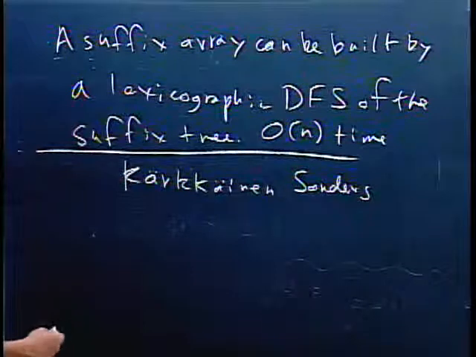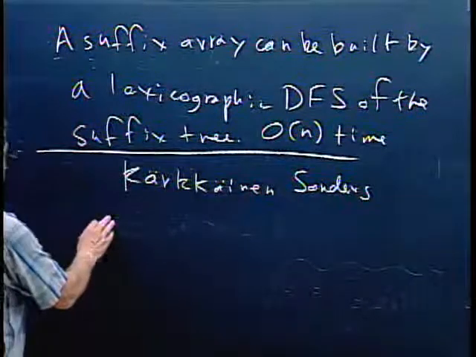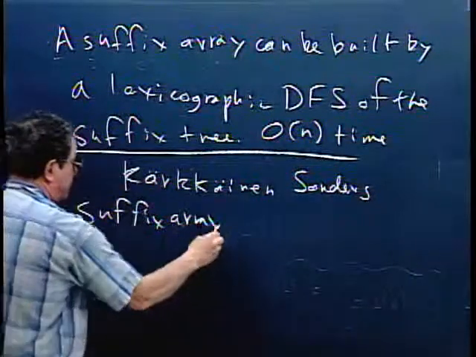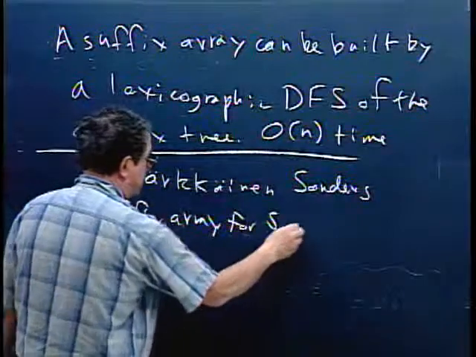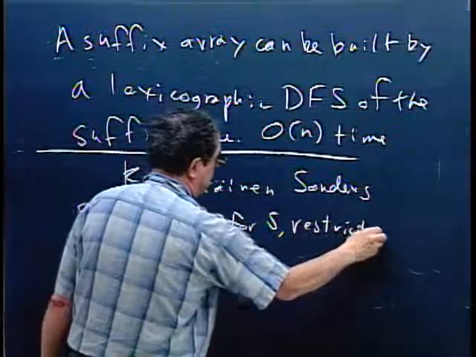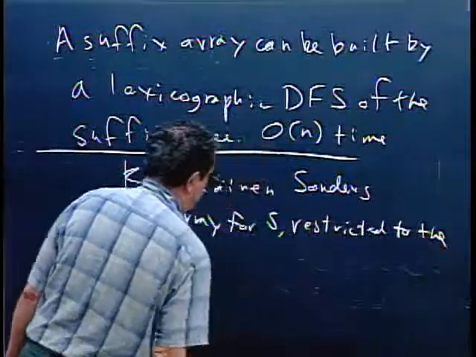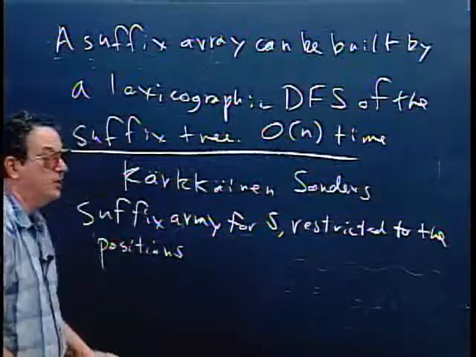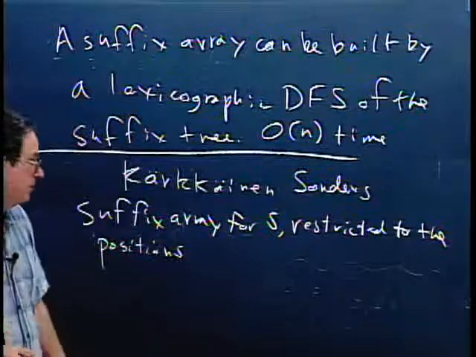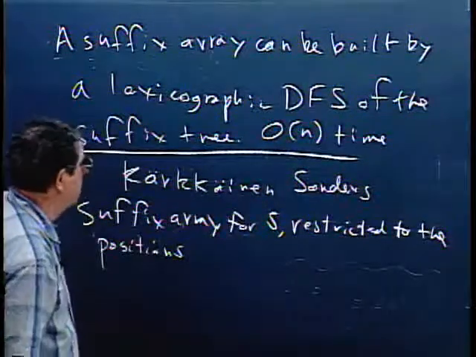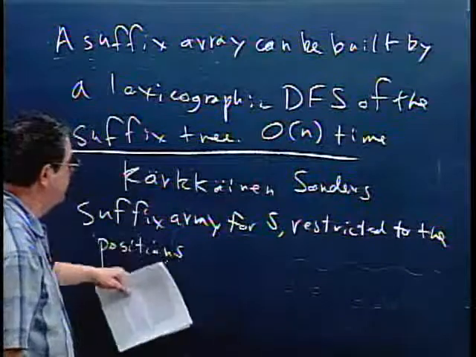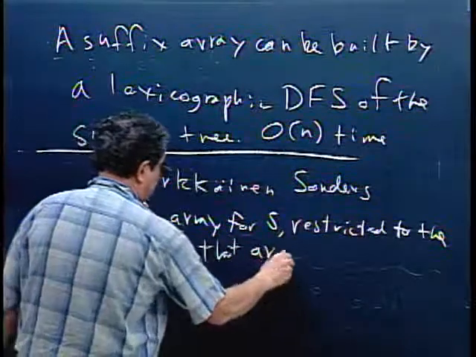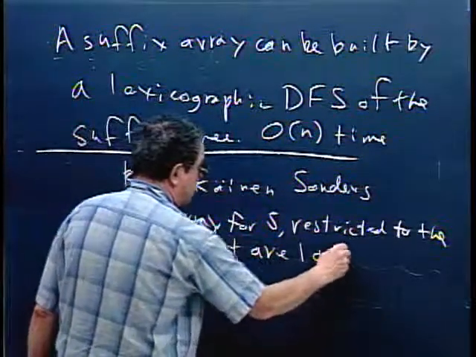So I want to generalize a little bit about a suffix array. We can talk about a suffix array for S, but restricted to the positions, well, in general restricted to some subset of positions. But in the Kärkkäinen and Sanders method, one of these suffix arrays is going to be restricted to the positions that are 1 or 2 mod 3.